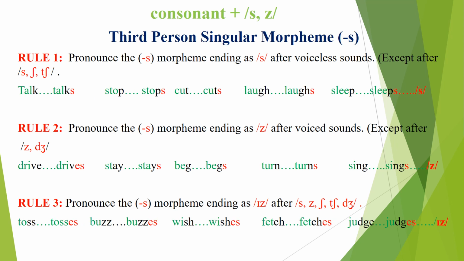In the case of the third person singular morpheme S, it is pronounced exactly the same way as the S morpheme in the plural nouns. The rules that apply to the plural morpheme S apply to the third person singular morpheme S.